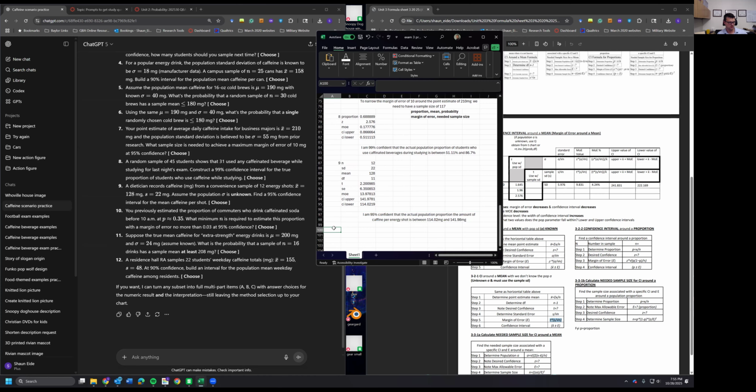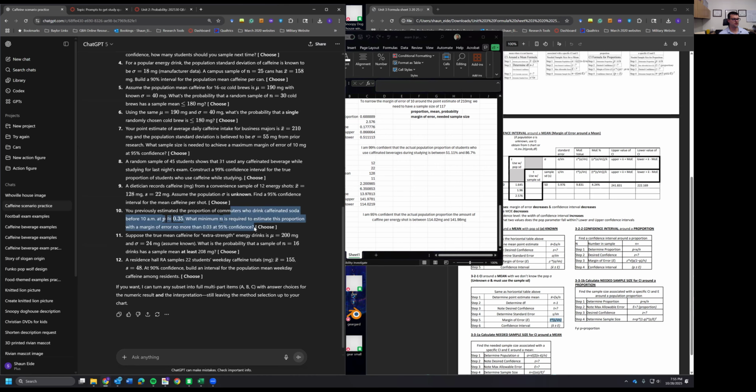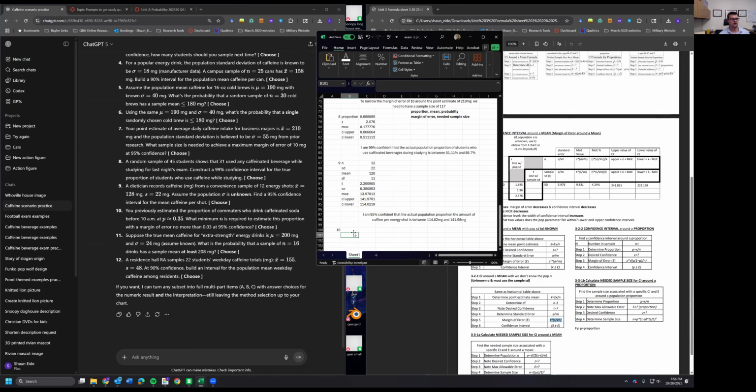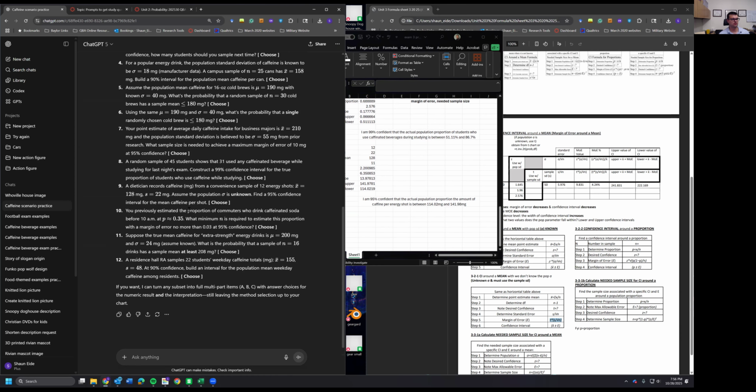Okay. You previously estimated the proportion of commuters who drink caffeinated soda before 10 a.m. at 35% with a minimum sample size. What is the minimum sample size required to estimate this proportion with a margin of error no more than 0.03 at 95%? Okay, so right here, what are the key words?